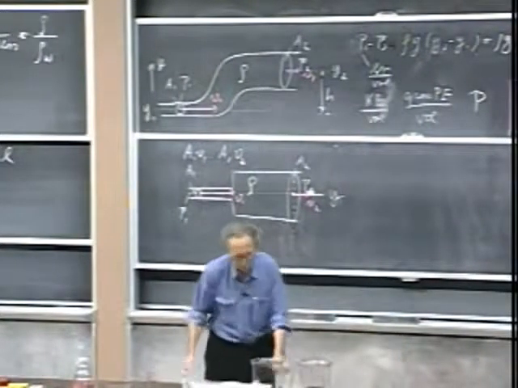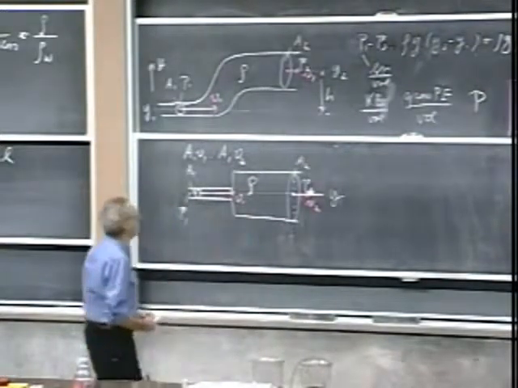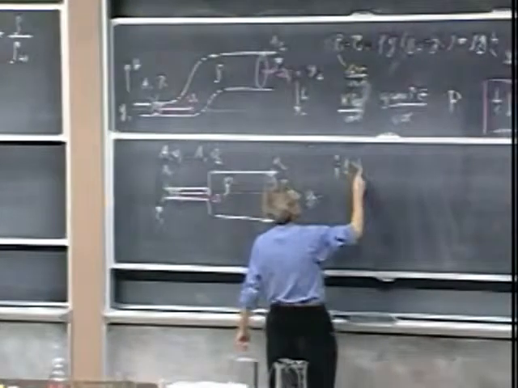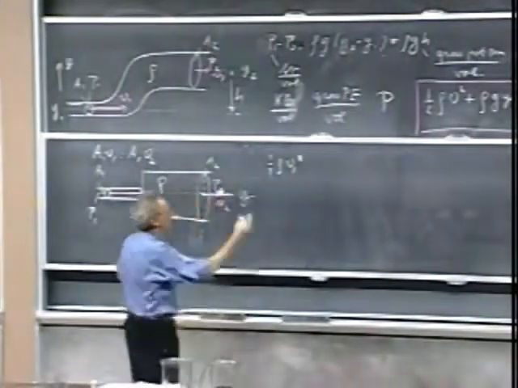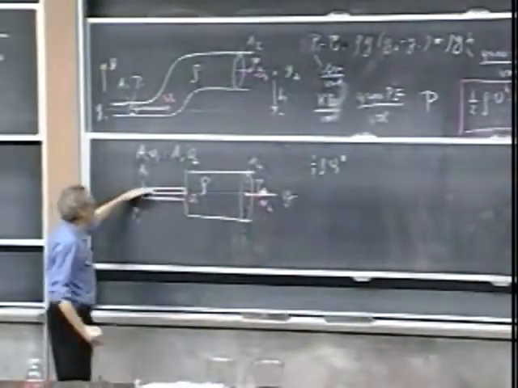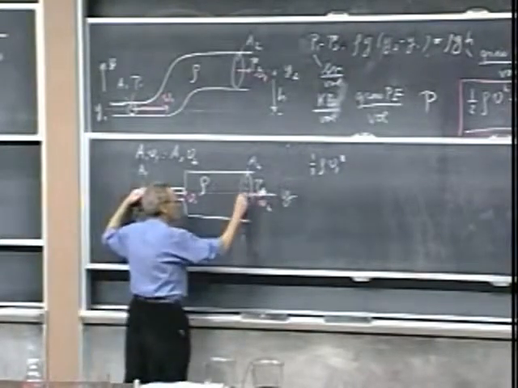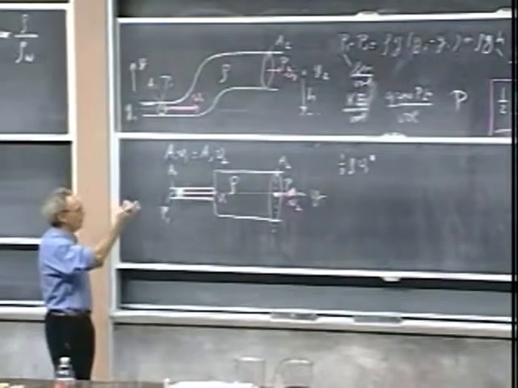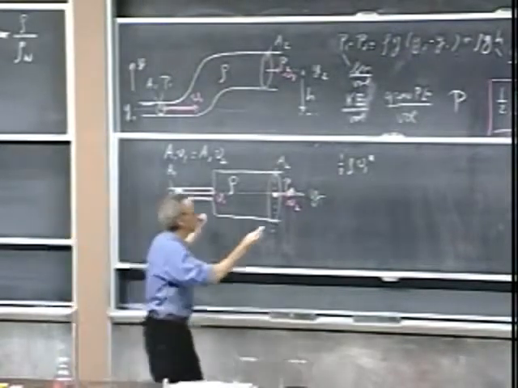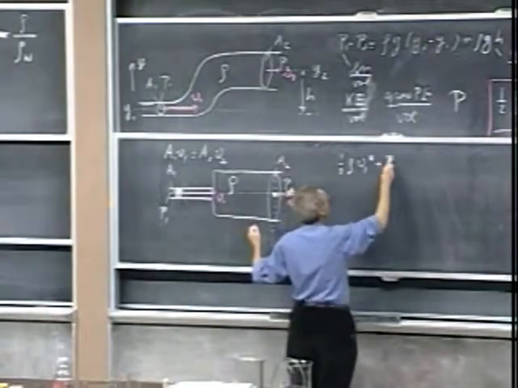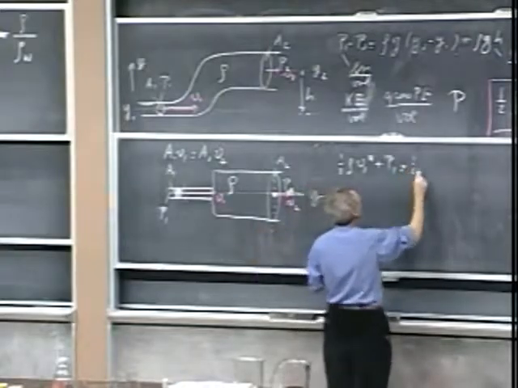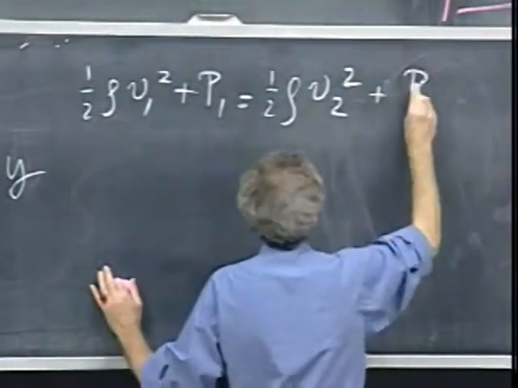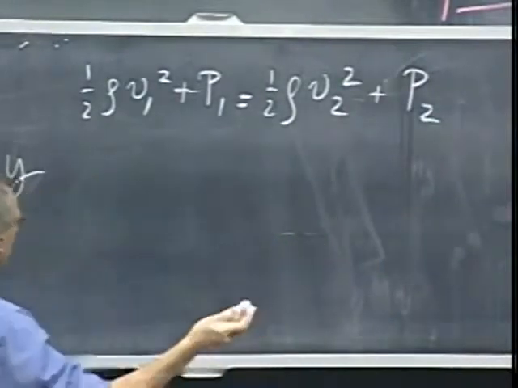Now, I'm going to apply Bernoulli's equation. So the first term tells me that 1/2 rho V1 squared. I can forget the second term because I get the same term here as I get there, because I measure the pressure here and I measure the pressure there. They have the same level of y. So I can ignore the second term. Plus P1 must be 1/2 rho V2 squared plus P2. That's what Bernoulli's equation tells me.